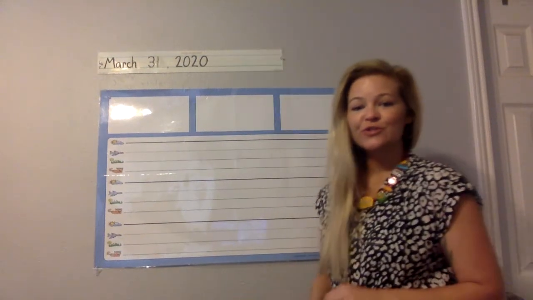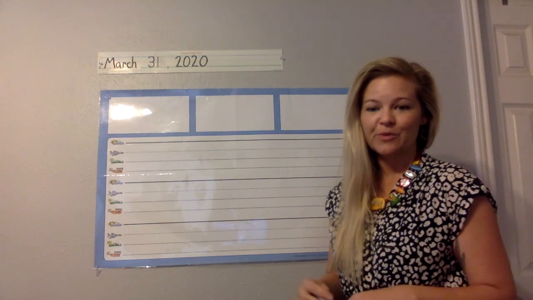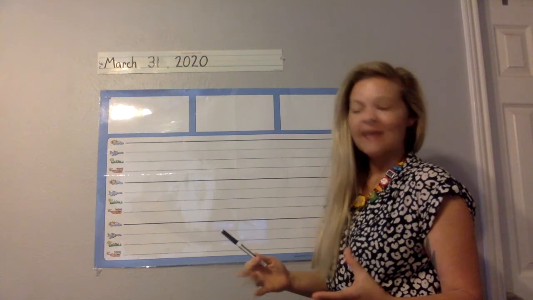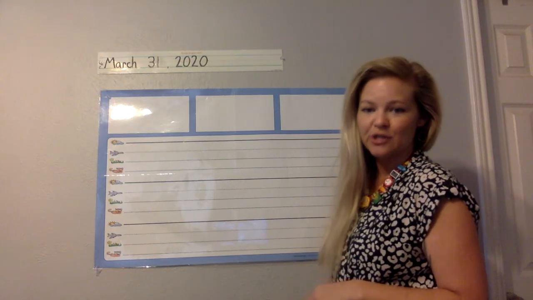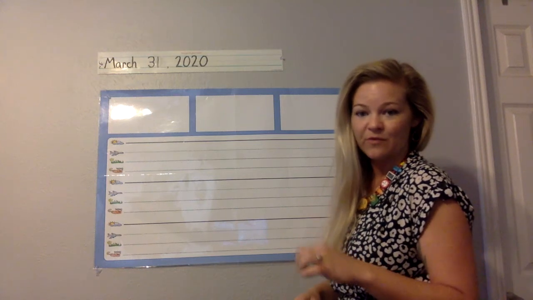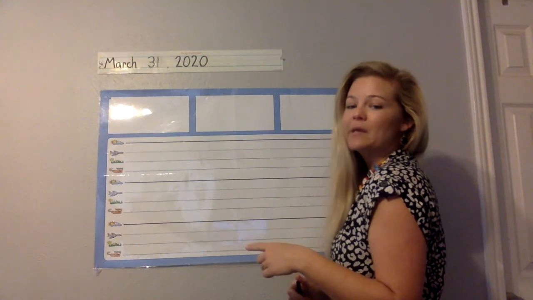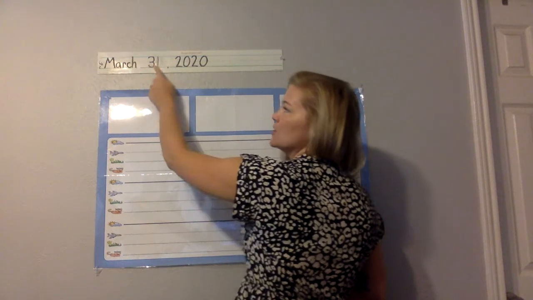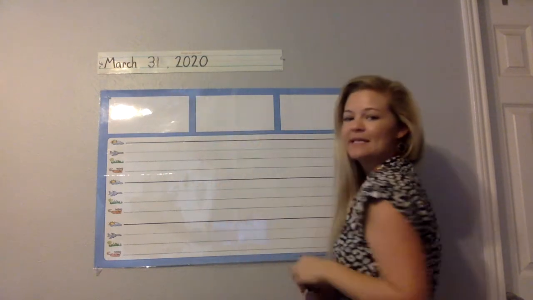So for journals, you're going to need a pencil, some colors, and your journal notebook this week. Okay? So open your journal and find yesterday's journal page. Yesterday was March 30th, and we wrote about what we did over the weekend because it was Monday. So find the next blank page in your journal, and you're going to write the date, March 31st, 2020. So you're going to write the date at the top.